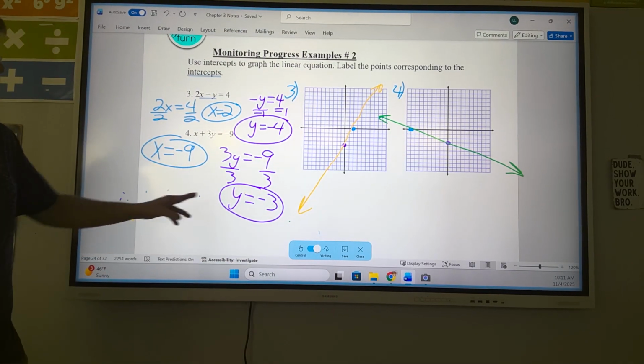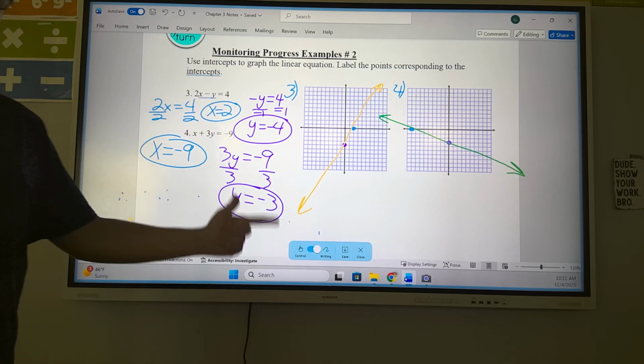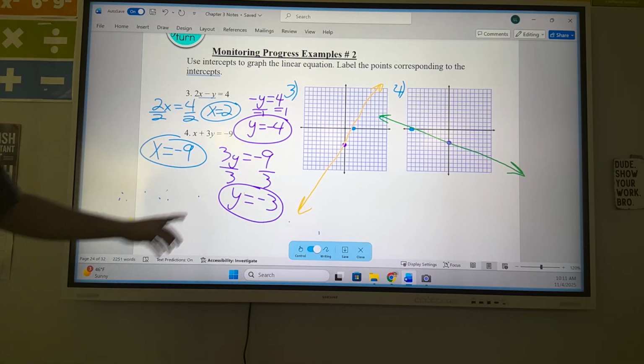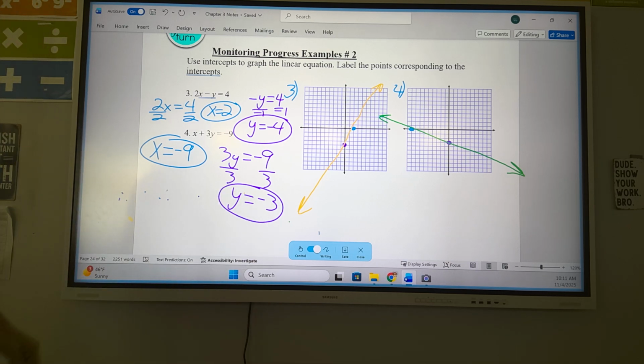All you have to do is find the two intercepts, solve for x, solve for y, by putting 0 in for the opposite variable, plot the 2 points, connect them, and you've got your line. Standard form is a lot more simple than you think it is.